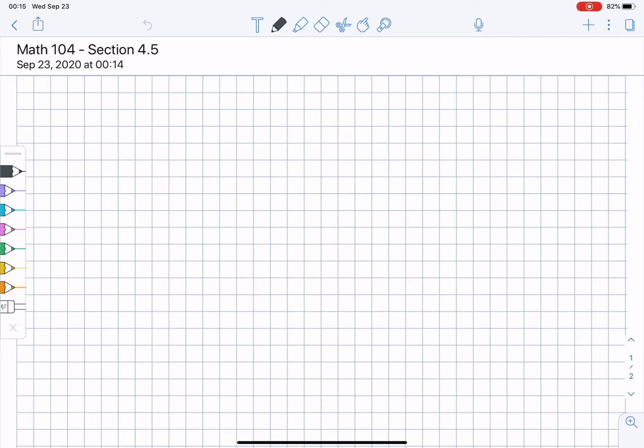Okay, so welcome to section 4.5, which is logarithmic properties.